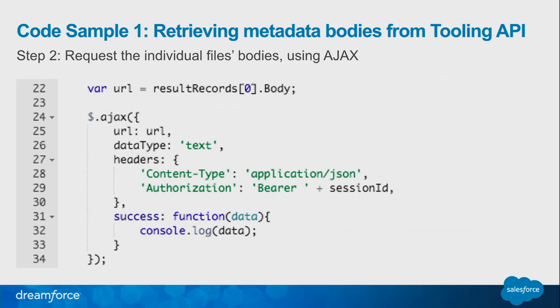Now the next trick when you're trying to work with metadata bodies is that the body field you get from a query, like on static resource or Apex class, it's markup on some of the other ones. The body that you get back is not the actual body. It's a URL. So what you need to do is get that URL and then go get it. You have to take that URL and make another AJAX call.